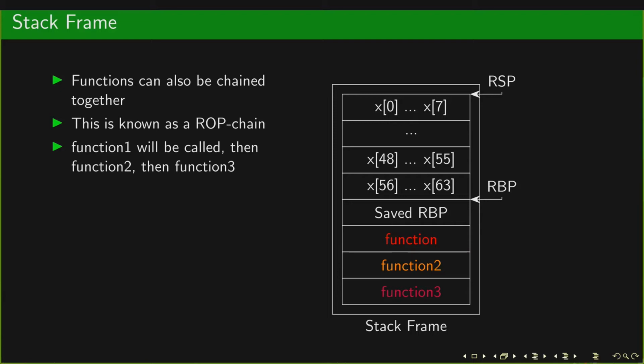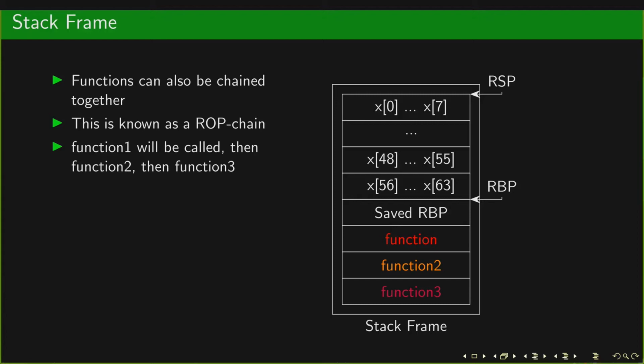And then essentially what's going to happen here is, when we return from, I think it was called user input, when we return from the user input function, we will go to function 1, and when we return from function 1, it's going to return to function 2, and when we return from function 2, we will then call function 3. So essentially what this allows us to do is run functions sequentially, by chaining them together on the stack in this way.